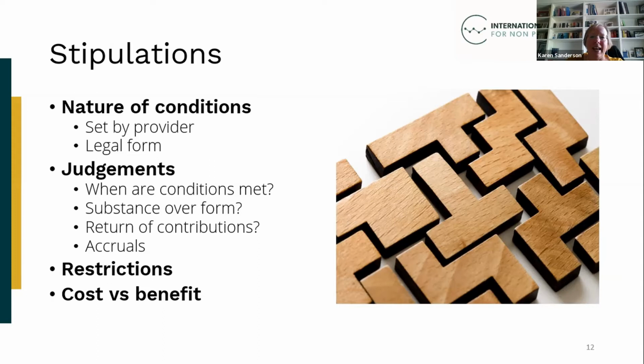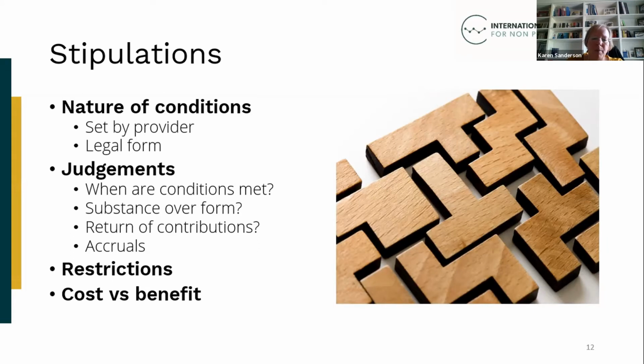NPOs with an expected entitlement will need to determine the amount of revenue to recognise with a corresponding debtor for amounts that they're yet to receive. And again, judgments may be required about the extent to which the conditions attached to the agreement have been met. In addition to conditions, NPOs can receive contributions with restrictions. As I said, this is a different kind of stipulation. A restriction requires that a contribution or a grant is applied to a specific purpose.